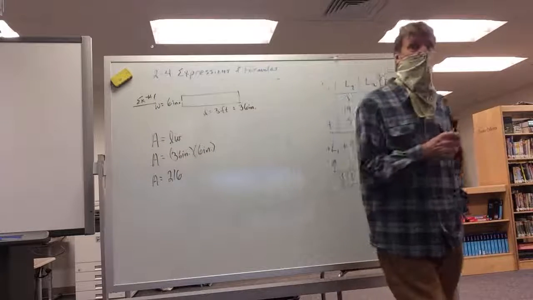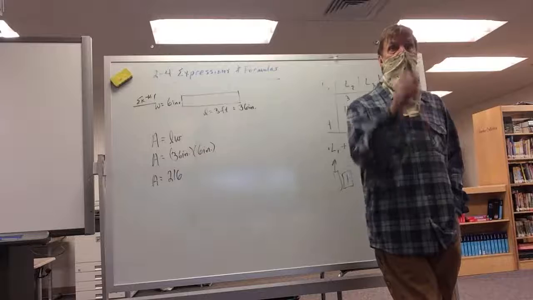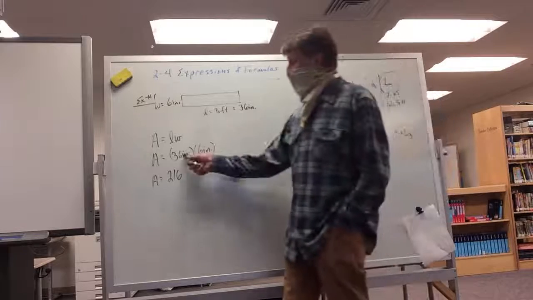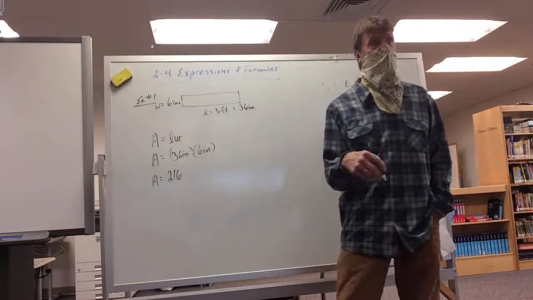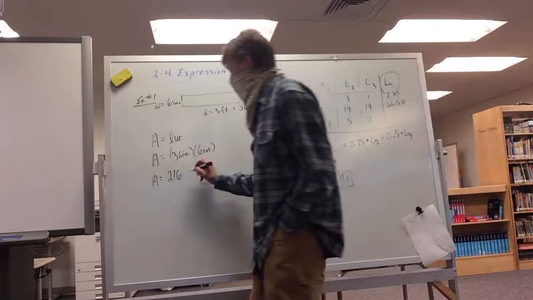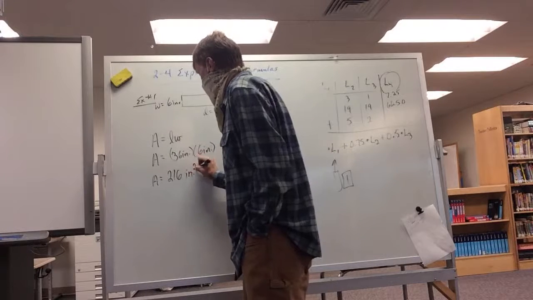So with the units, it's inches multiplied by inches. Inches squared. That's going to be inches to the second power, yes, squared.